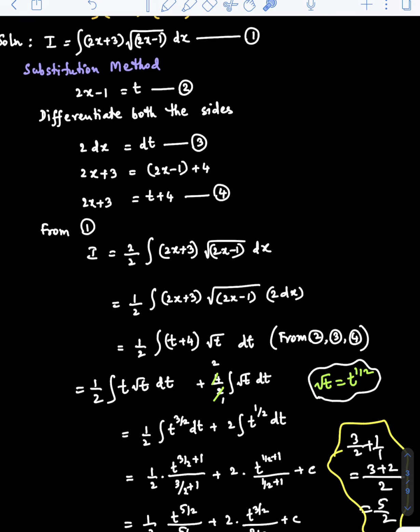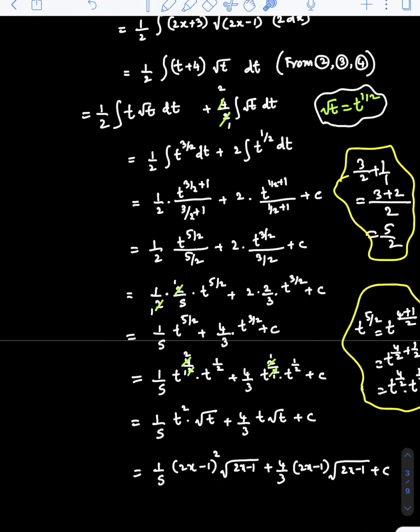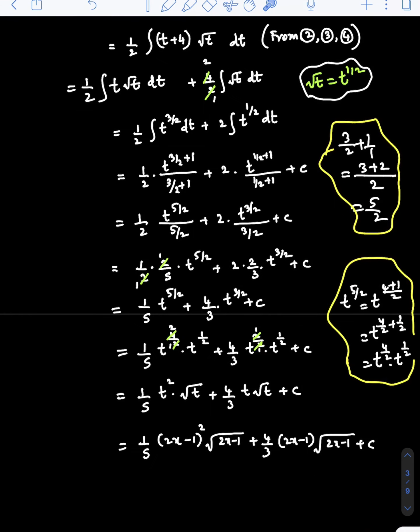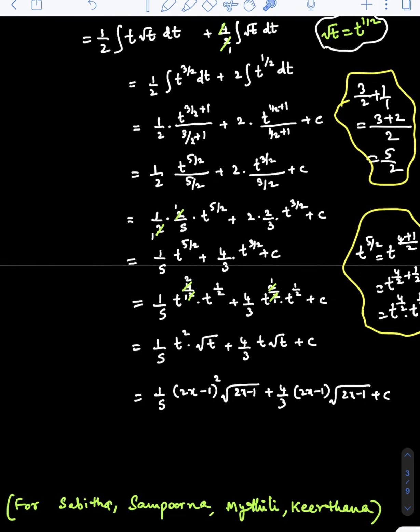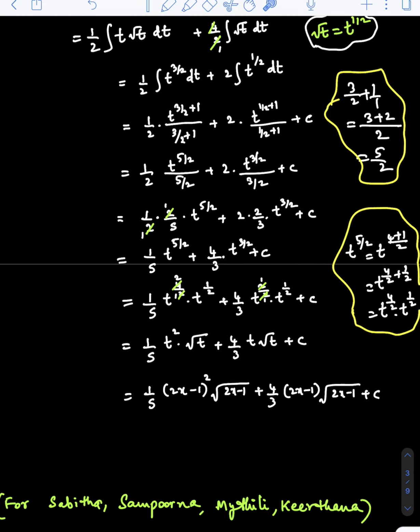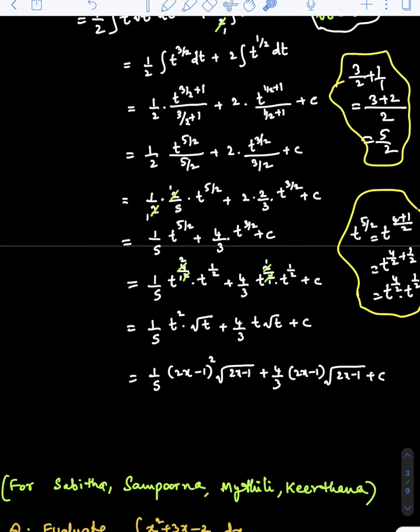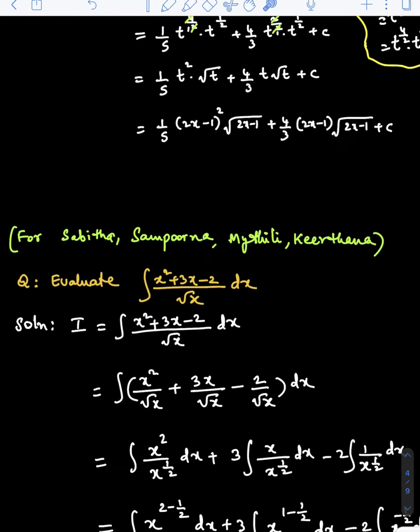In place of t, the original terms are applied. What are they? You can see them in equation 2. T is nothing but 2x minus 1. Put 2x minus 1 here in place of t. That is 1 by 5 into (2x minus 1) whole square root 2x minus 1 plus 4 by 3 into (2x minus 1) root 2x minus 1 plus c. This was asked by Sabita, Sampurna, Maithili, Kirtana. Okay, for you guys I have explained.